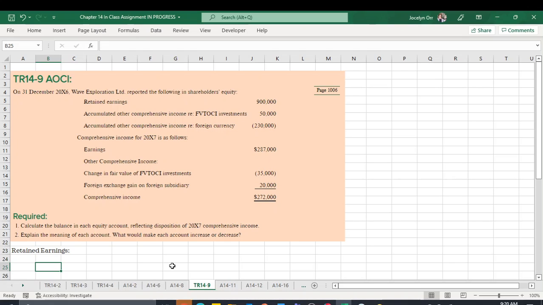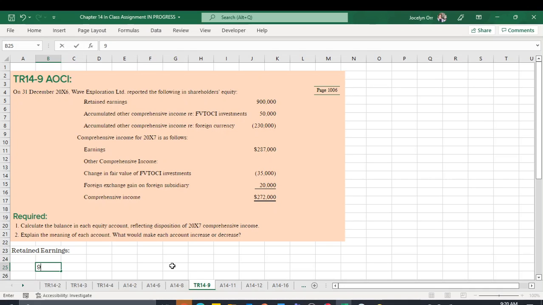So our retained earnings had a balance of $900,000. We then see accumulated other comprehensive income related to our fair value amounts of $50,000. We have accumulated other comprehensive income relating to foreign currency, a net amount of negative $230,000, and then we have some earnings and some other comprehensive income as well.